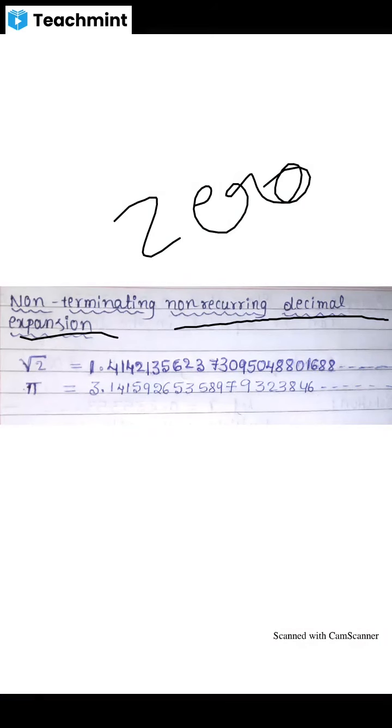The best example for this non-terminating, non-recurring decimal expansion is root 2. Today we discussed this value, right? The root 2 decimal expansion is 1.414213562373095048801688, and so on up to infinity. Here we are not observing any repeating block. So this one is called non-terminating, non-recurring.